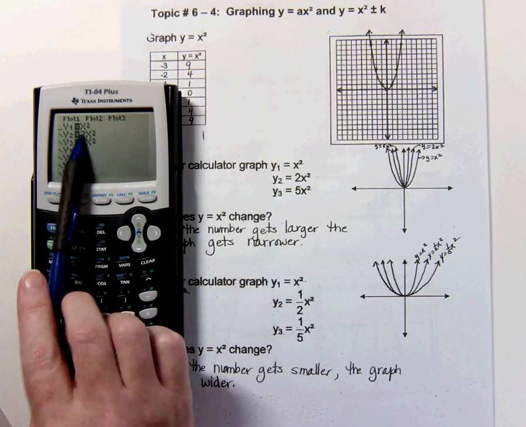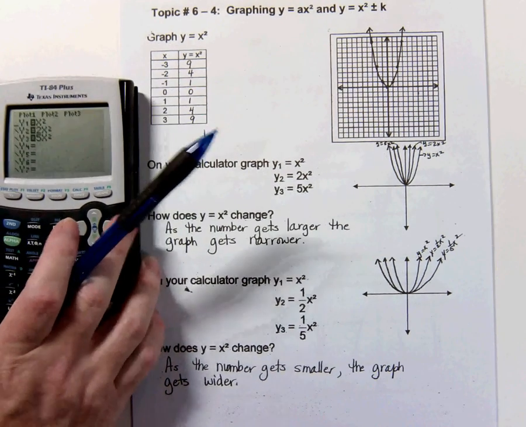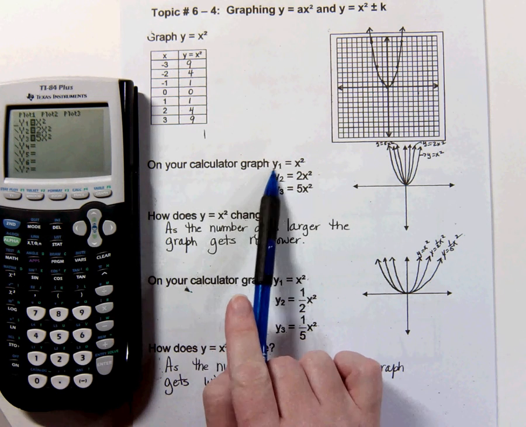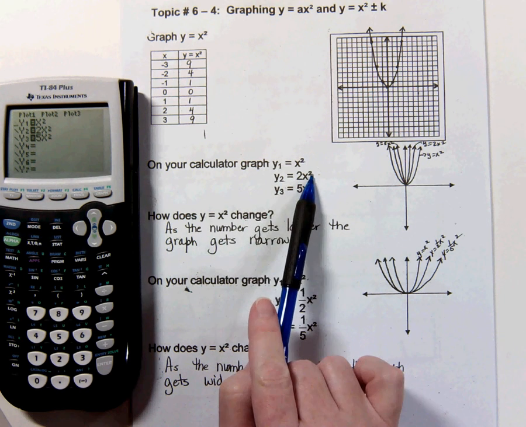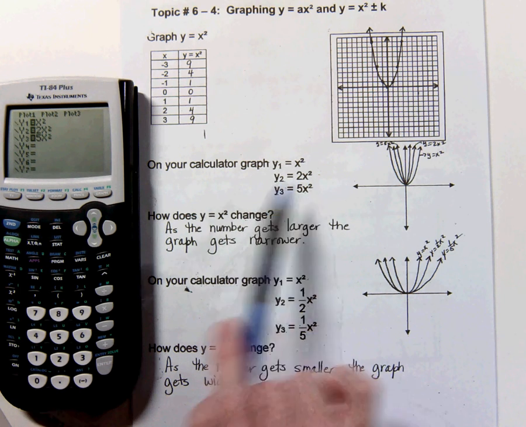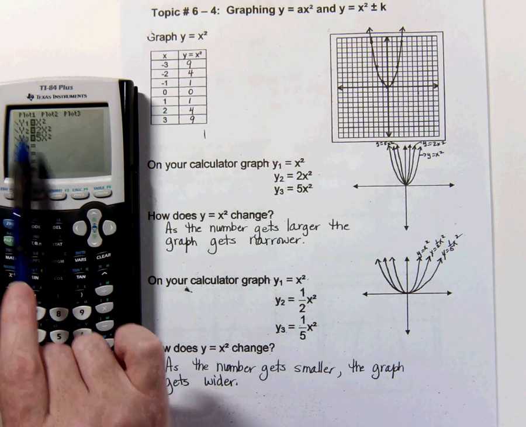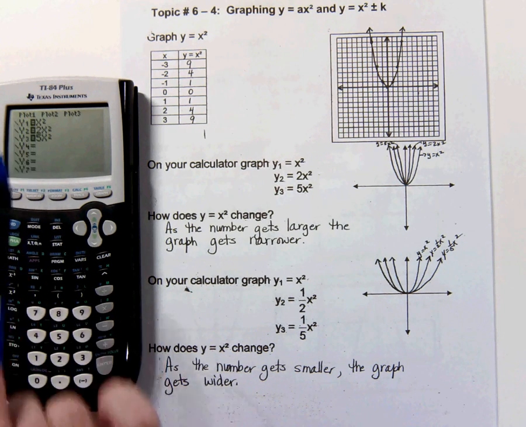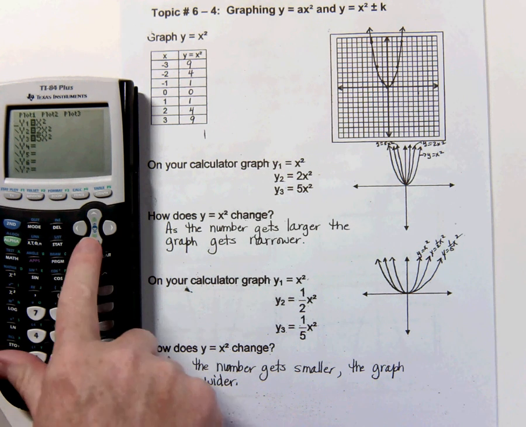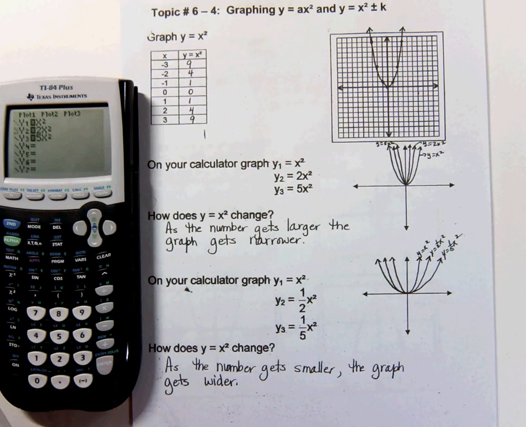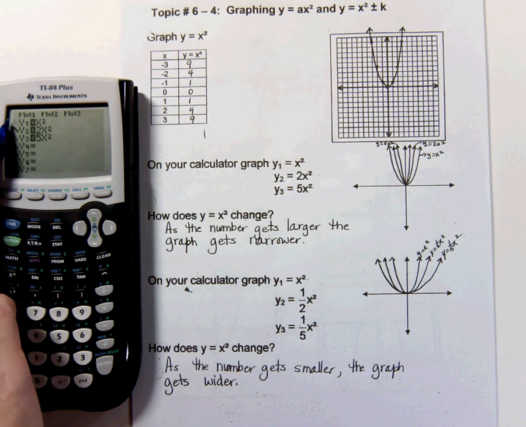If you graph on your calculator, in y1 put x squared, y2 put in 2x squared, and y3 put in 5x squared. I've put them in this calculator, but if you move the cursor all the way to the left of the y, you can actually change the line. I'll make the first one a dotted line, and the second one a nice thick line. Notice by just hitting the enter key, it changes the style of the line that's going to be drawn.